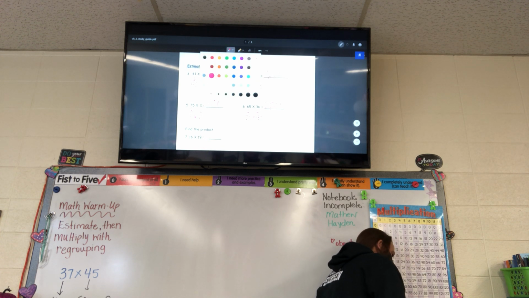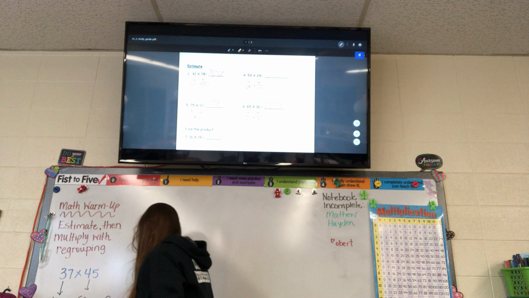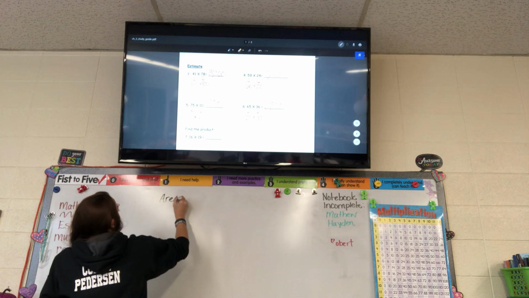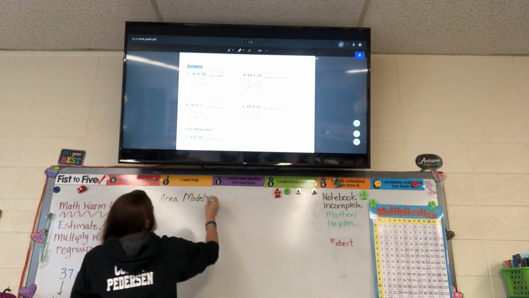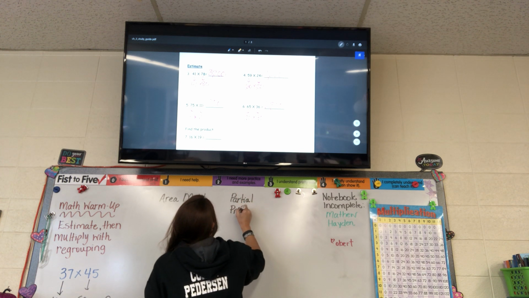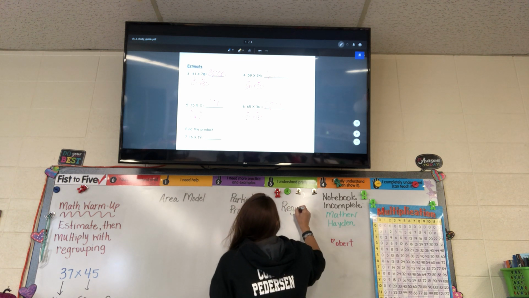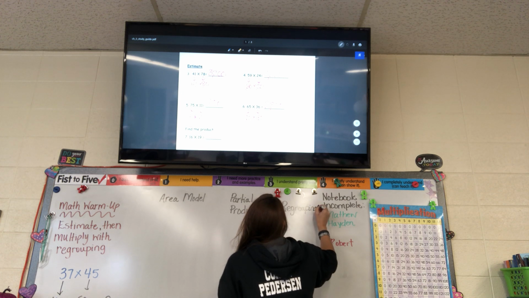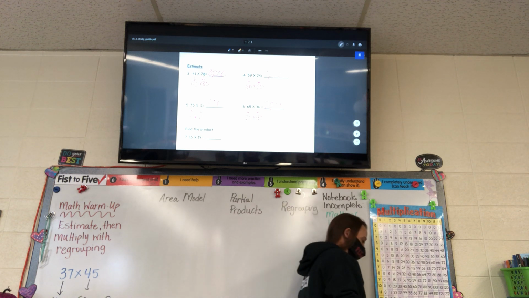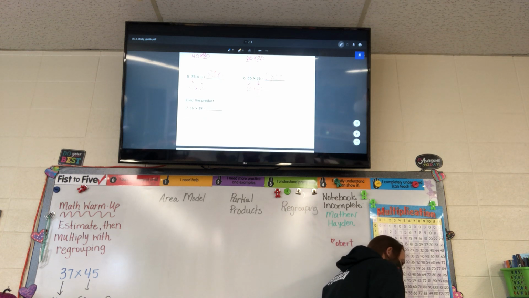Okay, on the next one it says find the product. You guys are going to be able to choose whether you would like to do an area model, partial products, or regrouping. So I'm going to do all 3 on this problem. You choose the one you are most comfortable with. I'm going to start with the area model.